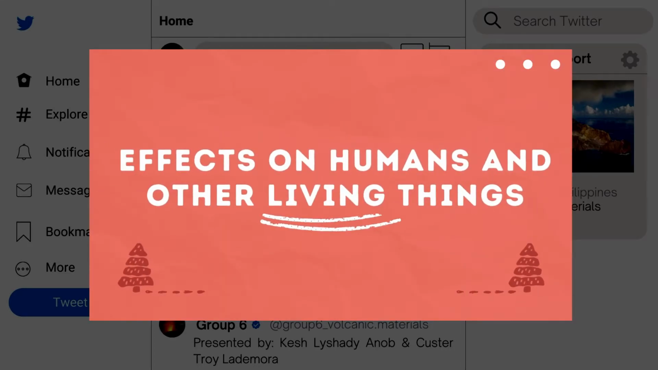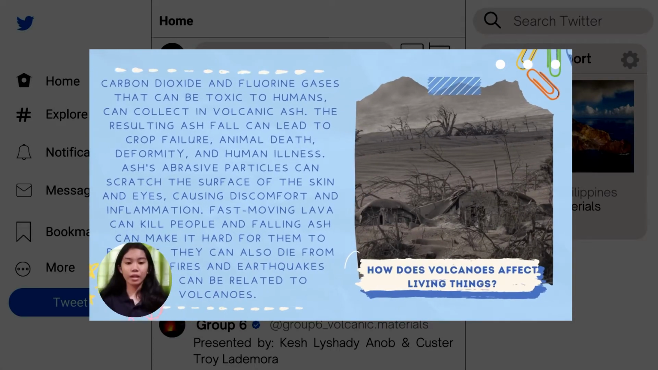Effects on human and other living things. How do volcanoes affect living things? Carbon dioxide and fluorine gases that can be toxic to humans can collect in volcanic ash. The resulting ash fall can lead to crop failure, animal death, deformity, and human illness. Ash abrasive particles can scratch the surface of the skin and eyes, causing discomfort and inflammation.